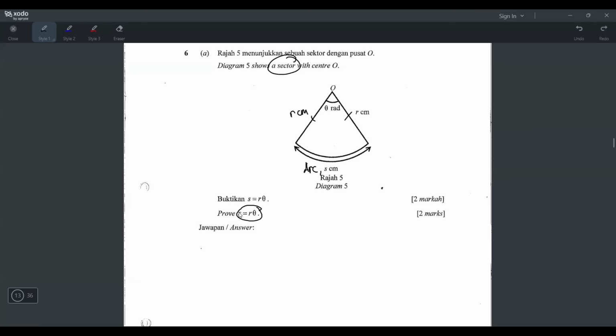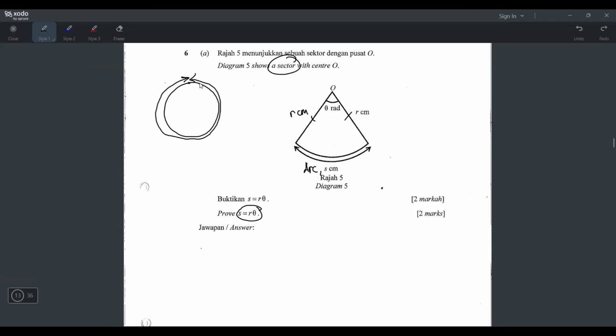They are not asking us to find the arc or the radius or theta. No, that's not what they want. They are asking you to prove the formula. It means you have to show them why this formula works, and where this formula comes from. Okay, let me tell you something about circles. For a circle, usually when we want to find the circumference, the circumference is the lilitan.